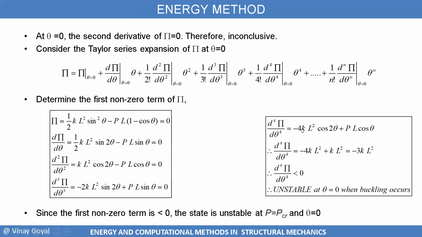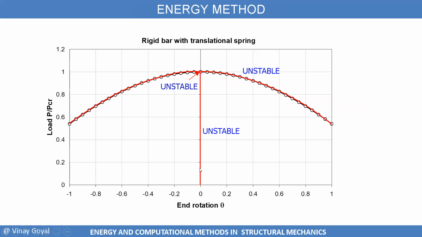And when I look at that one, I'll get this expression, and at theta equals 0, I get minus 3KL squared. That's clearly less than 0, which is unstable, clearly unstable at theta equals 0, and that's unstable at buckling. So that's what that's telling us. Since the first non-zero term is negative, the state is unstable at P equals P critical and theta equals 0. So therefore, it's unstable here, it's unstable there, and it's also unstable here.